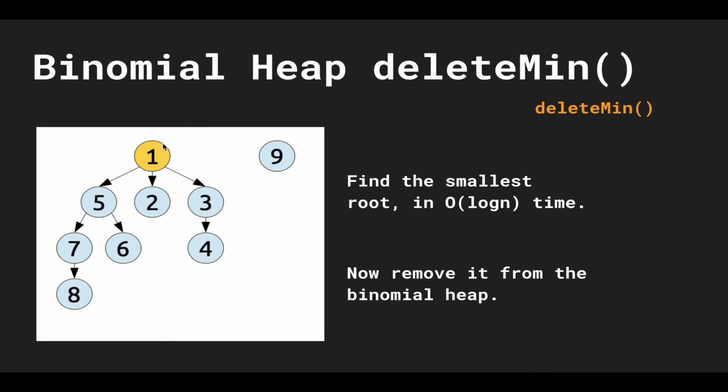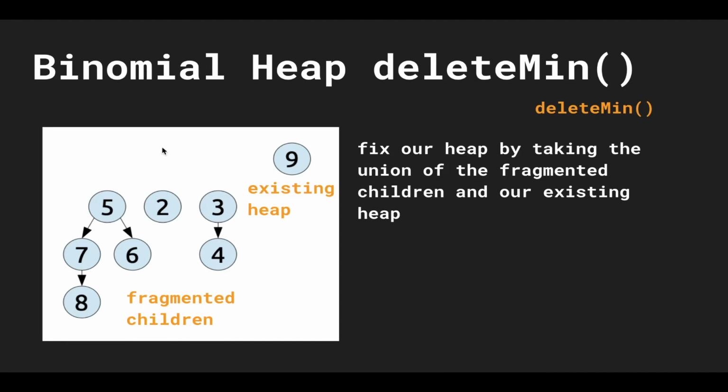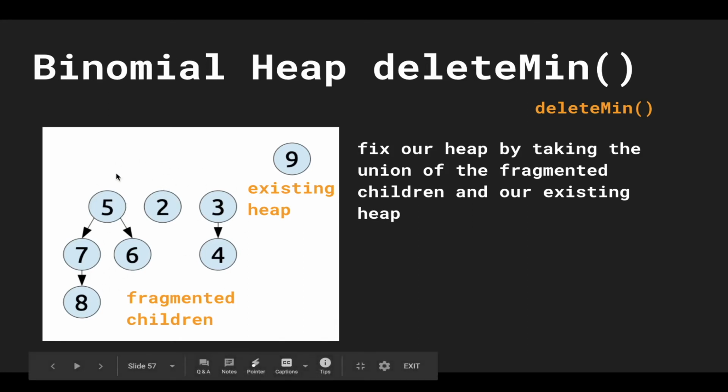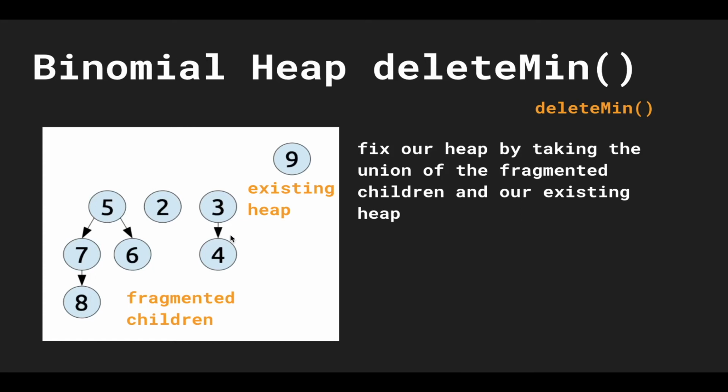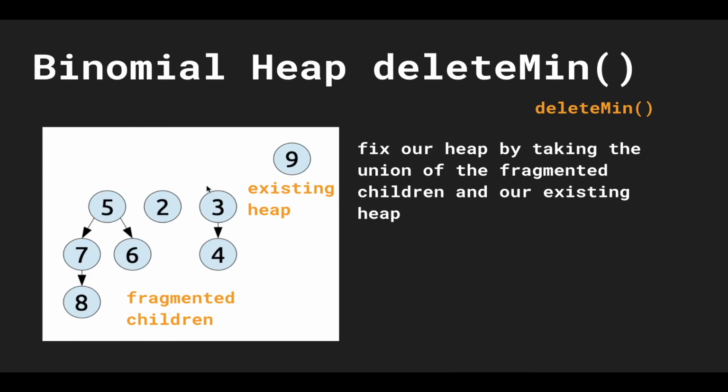So now we're going to remove it from the entire forest. We remove the smallest element 1 and save it for later so we can return it to the client. And now we have a fragmented tree. These children are fragmented. You can think of it as cutting the top of the tree. And we now have to fix this entire heap because we have these free-floating children going around.